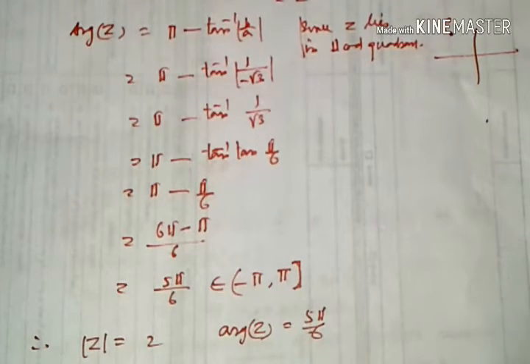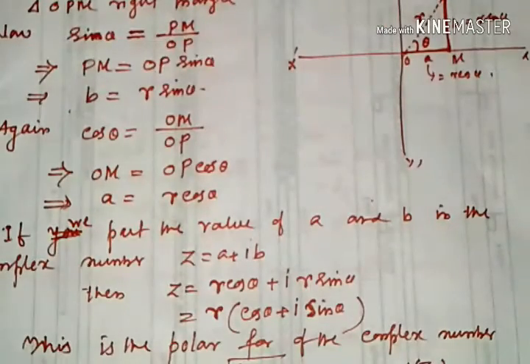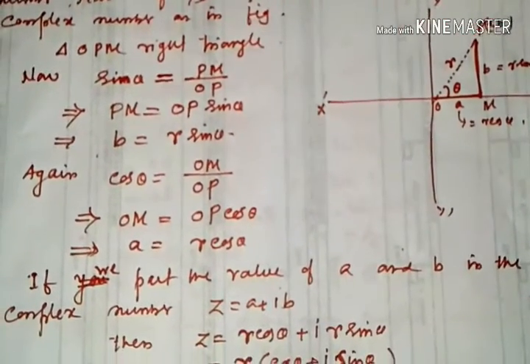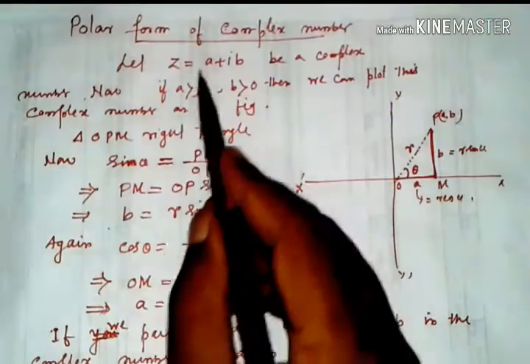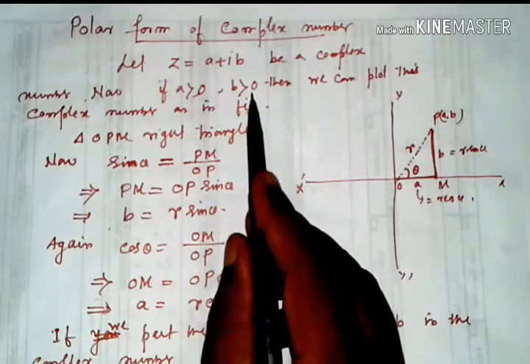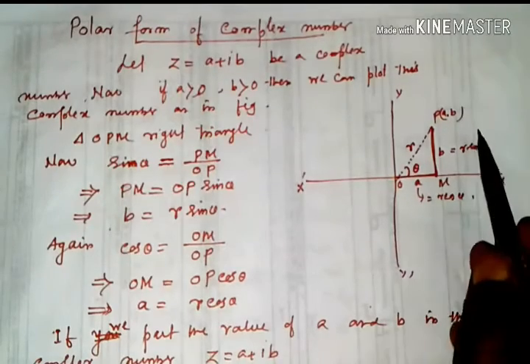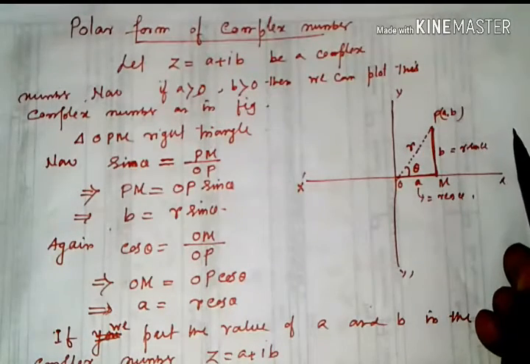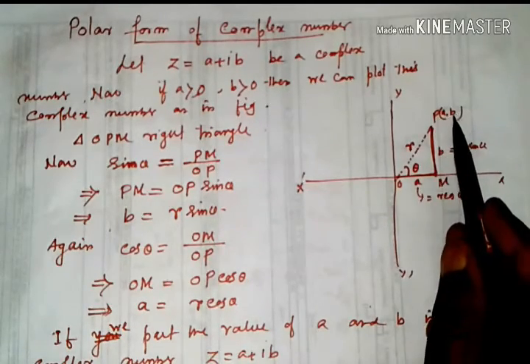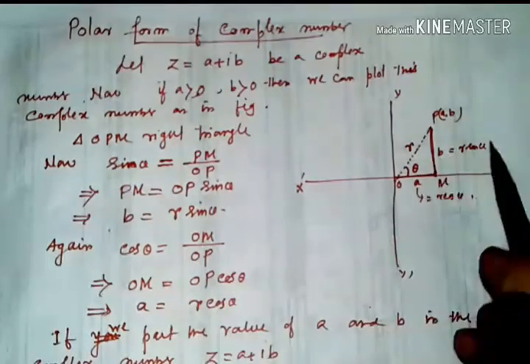Now, the polar form. What is the polar form of a complex number? Let z = a + ib be a complex number. Now if a is greater than 0 and b is greater than 0, then we can plot this complex number as in the figure, in the first quadrant. Here is the point P(a, b) corresponding to the complex number a + ib.